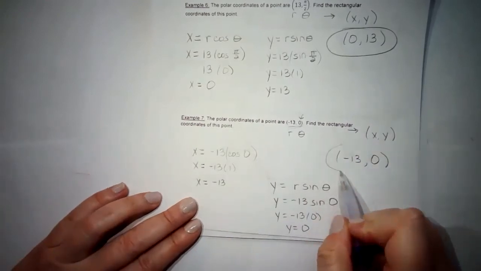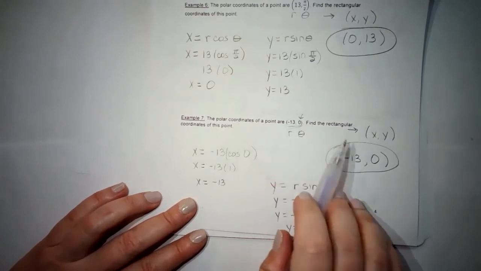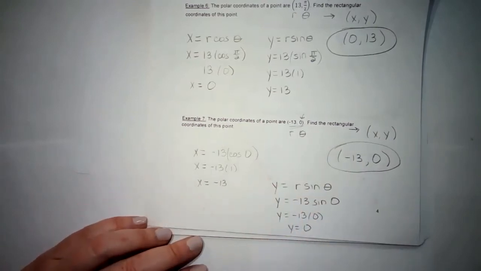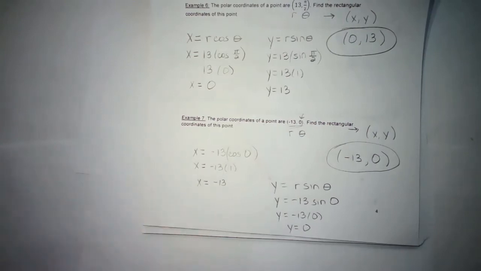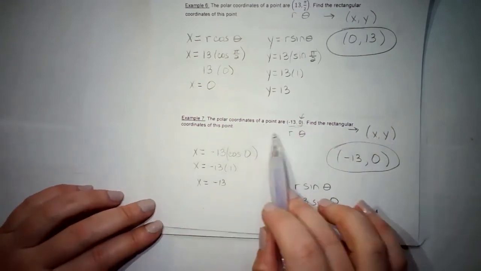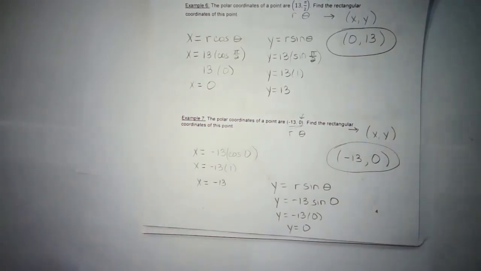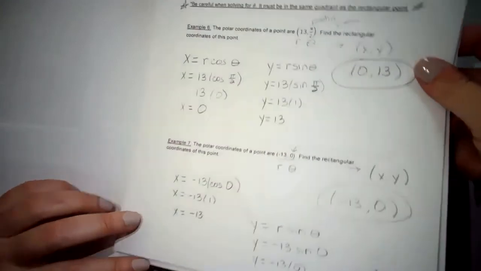So if you recall, we already talked about the fact that if your theta is 0, your rectangular and your polar coordinates are exactly the same. So we didn't actually have to do this, but I just wanted to show you that it is true. They're going to be exactly the same. All right, let's do 2 more and then we'll go the other way. Everybody okay with that?